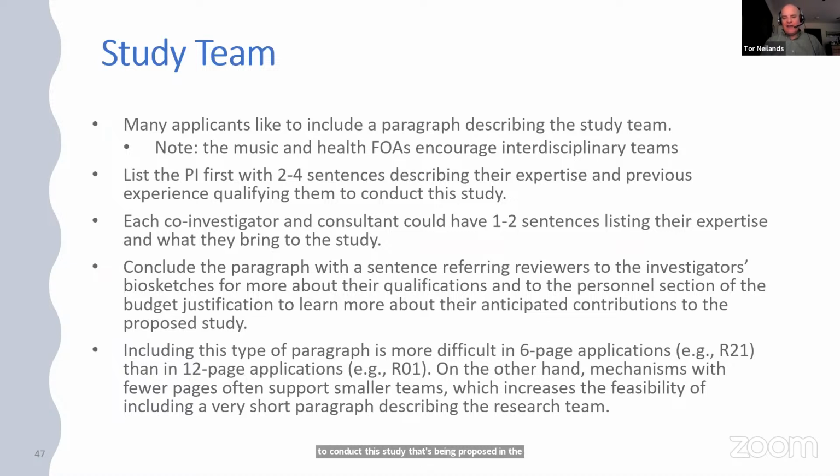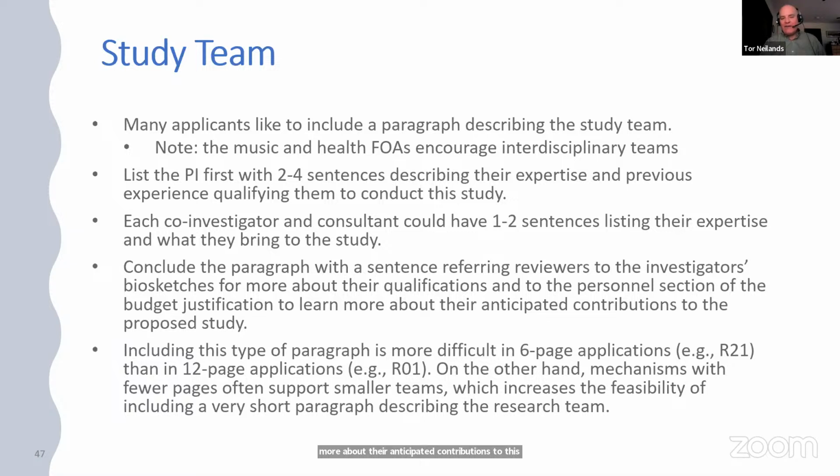Then ideally, each co-investigator and consultant would have about 1 to 2 sentences listing their expertise and what they're going to contribute to the study. So is it qualitative research methods expertise? Is it intervention, implementation expertise? Is it some content area expertise? These are the kinds of things that can really help the reviewers understand, well, why did the applicant pick this person? And how does that person's expertise as a co-investigator complement that of the PI and the other co-investigators who are on the project? And then often applicants will conclude that paragraph with a sentence referring reviewers to the investigators' bio sketches for more about their qualifications, and then also to the personnel section of the budget justification to learn more about their anticipated contributions to this proposed study.